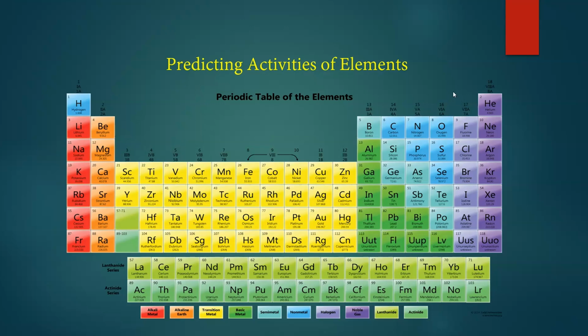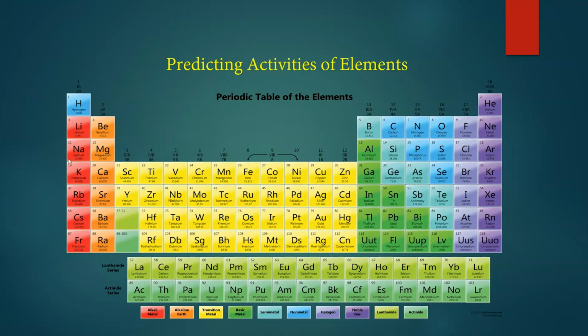Now, which element do you suppose is the most active metal on the periodic table? Which metal wants to lose electrons more than any other? And the answer, of course, would have to be francium. It's in the opposite corner. So going to the right and up makes you more likely to gain electrons, and going to the bottom and left makes you more likely to lose electrons.